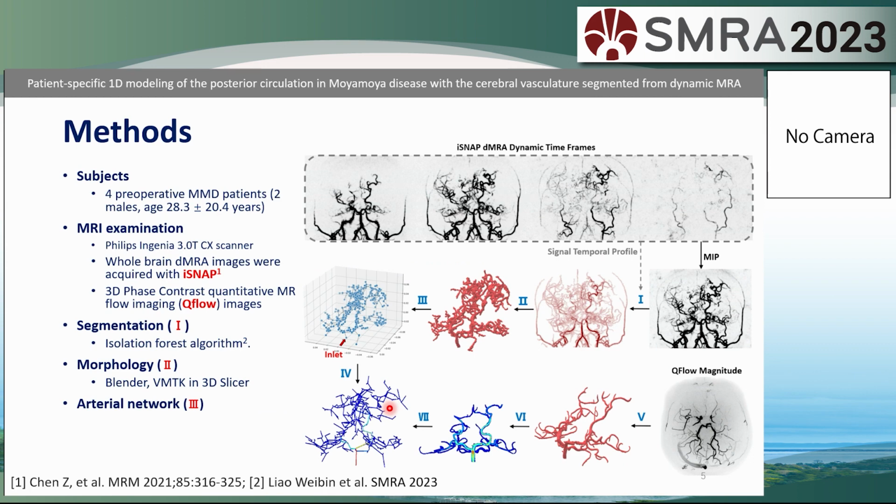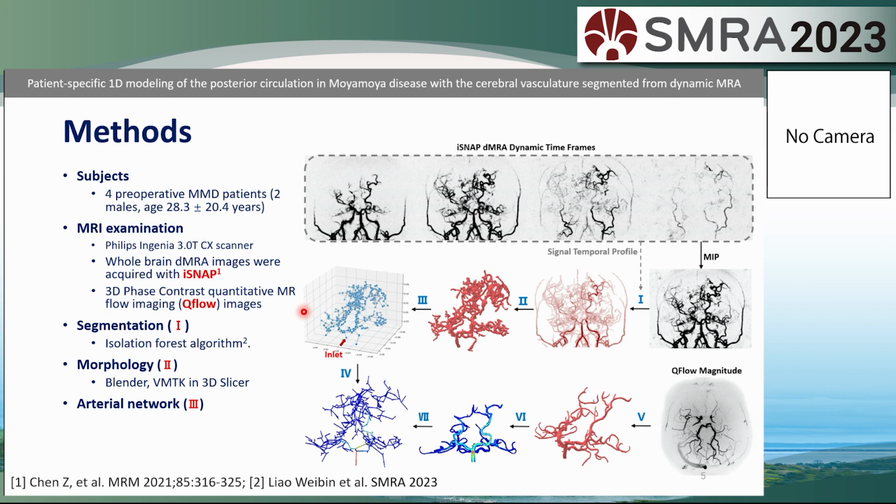We included 4 preoperative MMD patients, and the MRI images were acquired with a 3 Tesla Philips scanner. We used the iSNAP sequence, which is essentially an ASL MRI sequence, to acquire the ASL dynamic MRI images. We also acquired 3D phase contrast to get the velocity information. The right figure shows the pipeline for our data analysis.